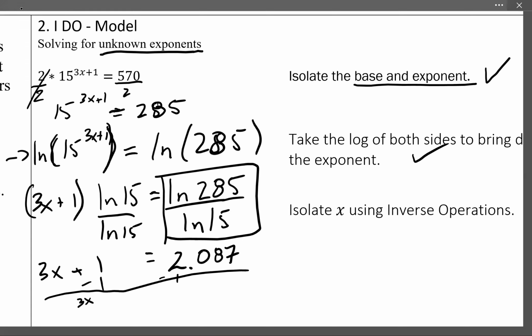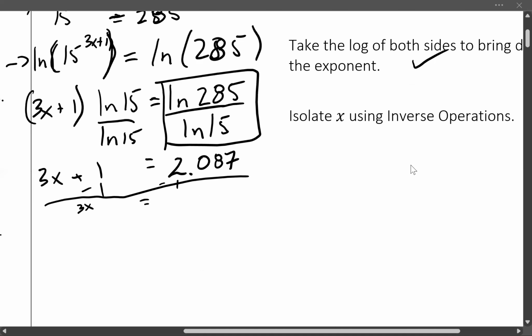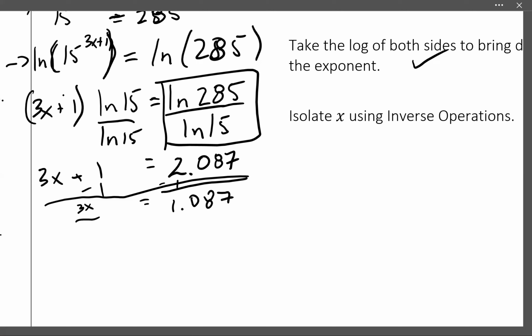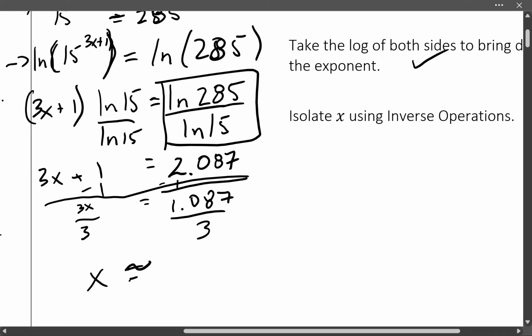So then this is 3x over here and over here. So 2.087 minus 1 is 1.087. Then this is 3 times x, so we need to divide both sides by 3. So when we divide, this is an approximation, so we give it a squiggle. X equals approximately 0.362.